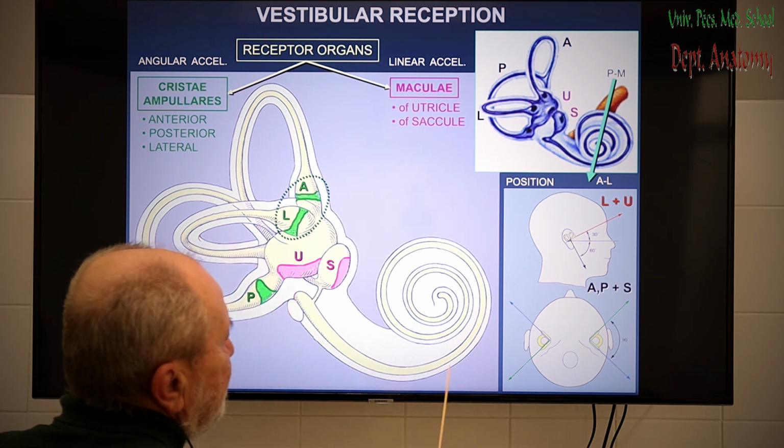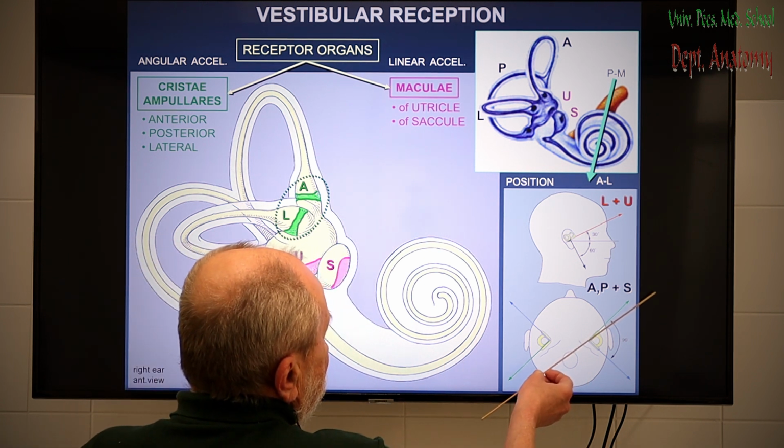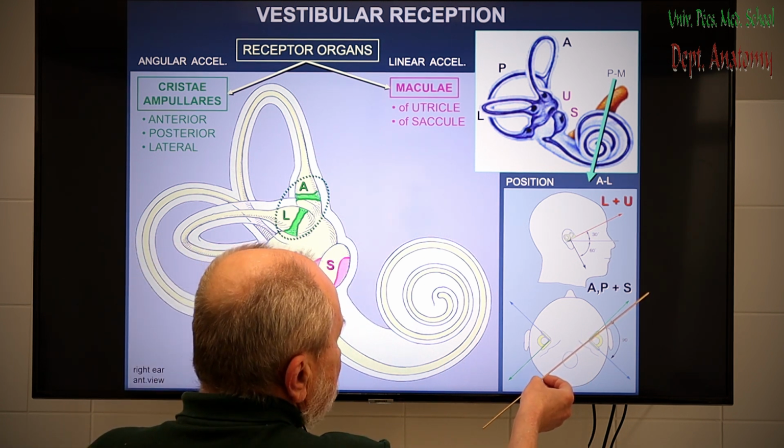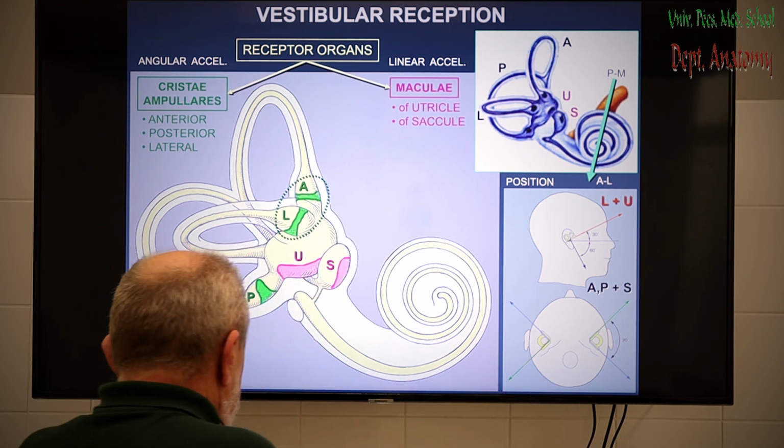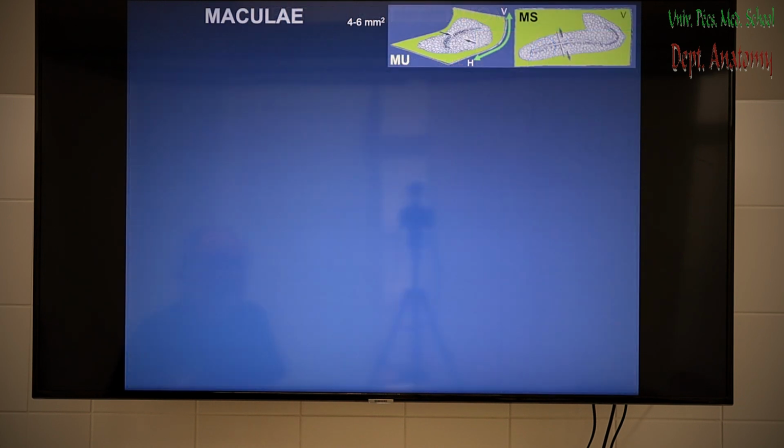Another important characteristic is that the anterior semicircular canal of one side is parallel with the posterior of the other side, and both of the laterals are horizontal.